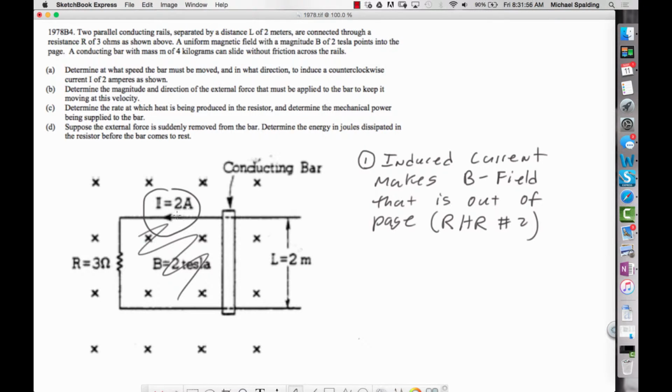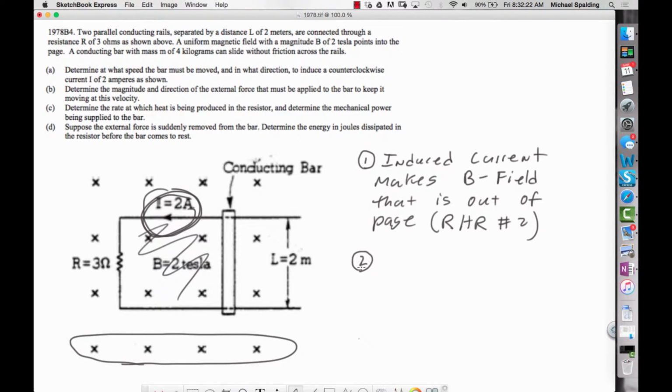So if you loop your 4 fingers around there, the magnetic field from the induced current. Dudes, look. Am I talking about this magnetic field here? No, I'm not talking about that magnetic field. There's a second magnetic field here, which is the magnetic field created by the induced current. So the induced current is making a magnetic field that is directed out of the page.